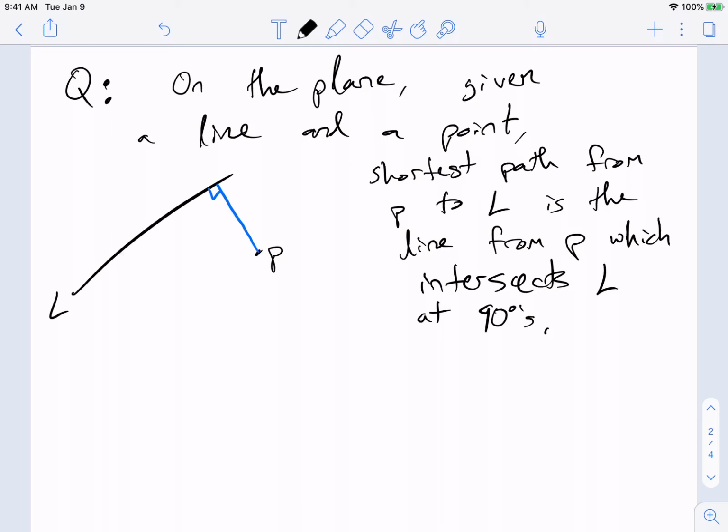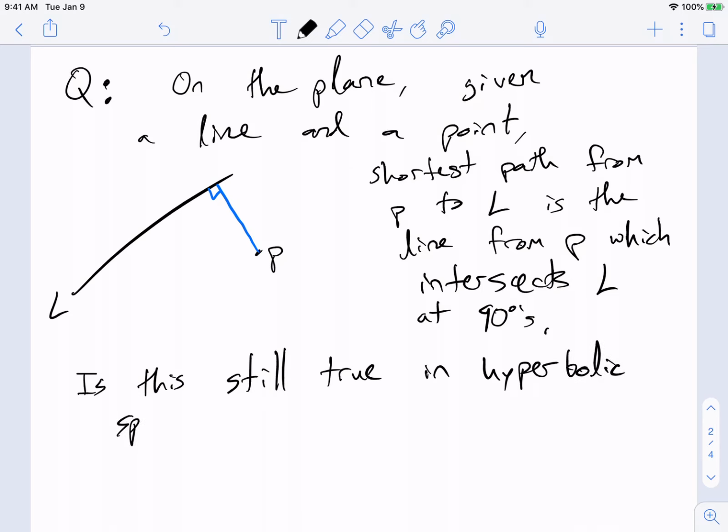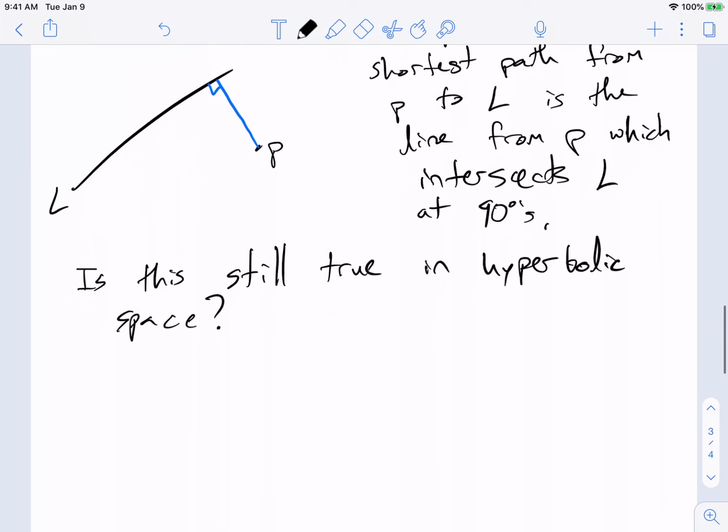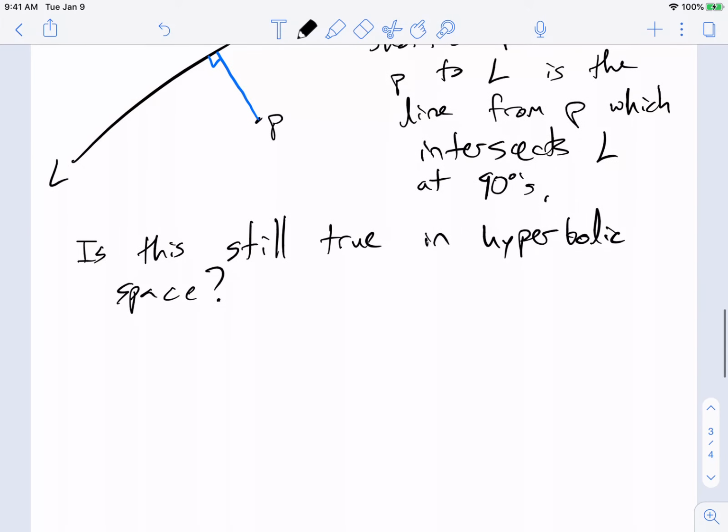So my question for you is, is this still true in hyperbolic space? I think the answer is yes. I'm pretty much 100% confident. But I haven't really thought of a proof yet.